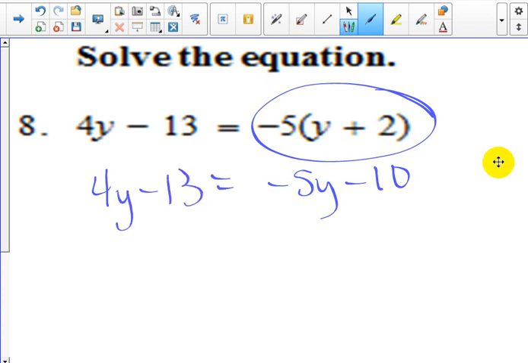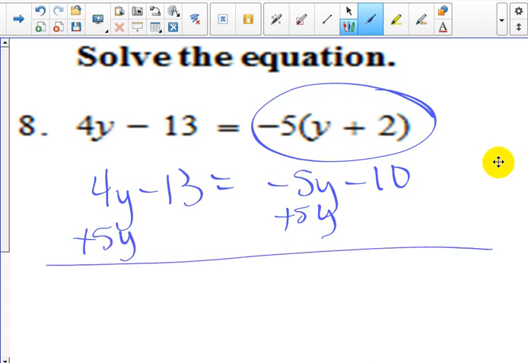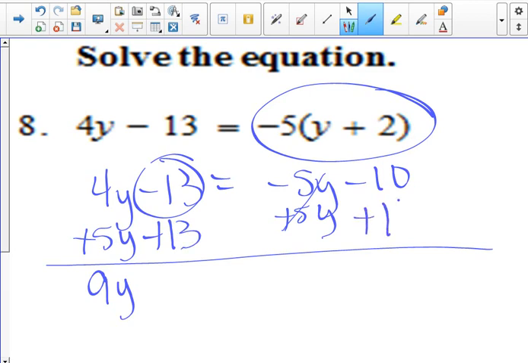Now we've got to get the y's on one side and the constants on the other. So I'm going to add 5y to get rid of that. And if I do it there, I've got to do it on this side as well. Keep things in balance. So I have 9y, and now I'm going to get rid of this 13. So that means I have to add 13, and I have to add it over here as well. So we end up with 9y equal 3.